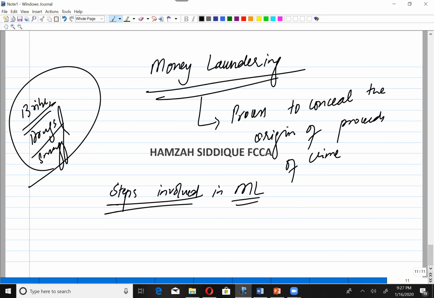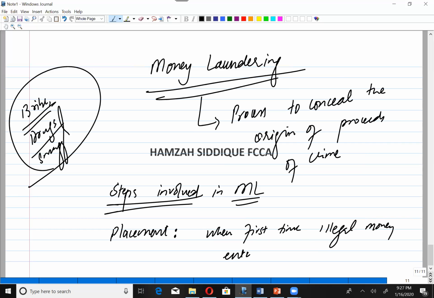The first step is placement. It is the stage at which illegal money enters the legal system for the first time. That is called placement.